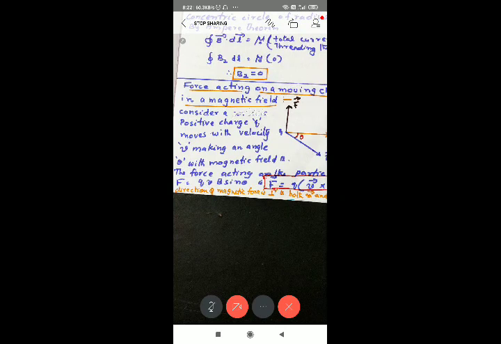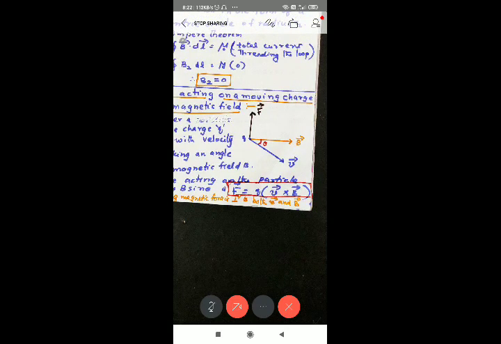Okay, so now we have three quantities, vectors. B is there, a vector quantity. Velocity is there, a vector quantity. F is there, that is also a vector quantity. So when you write this as the product, F equal to Q into V cross B, we can tell the direction of F. It is perpendicular to both V and B.